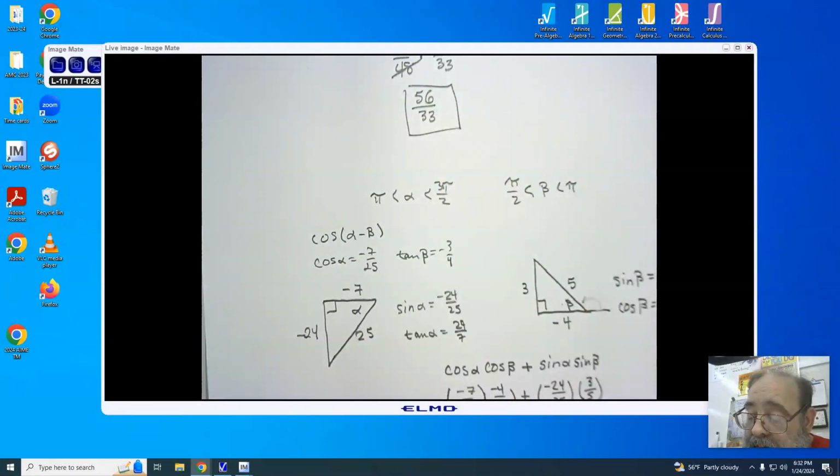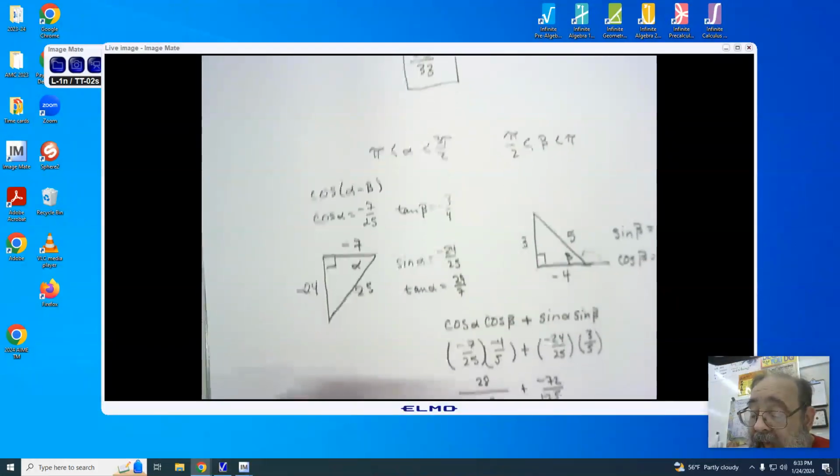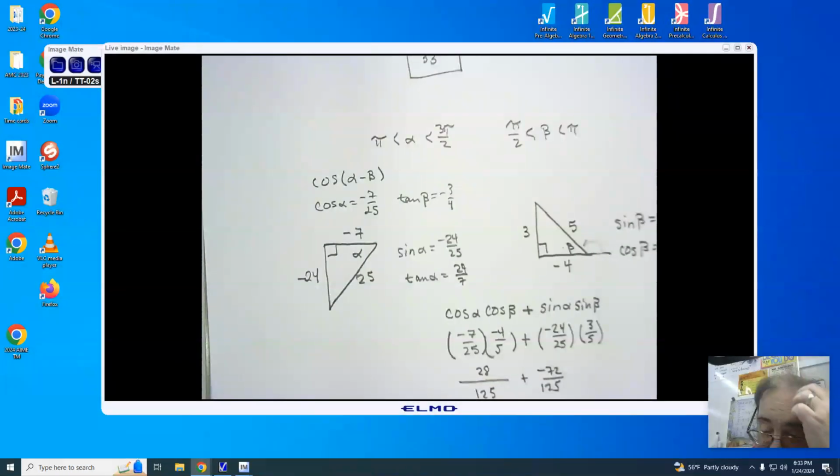Now we know our product of 5 times 25 is 125. We know that 7 times 4 with the double negative will end up giving us a 28. We then have a negative, and this is going to give me negative 72 over 125. Adding them together, I'm just going to end up having the negative 72, and I'm adding 28. I end up getting a negative 44 over 125, and this is the ratio that I'm looking for.